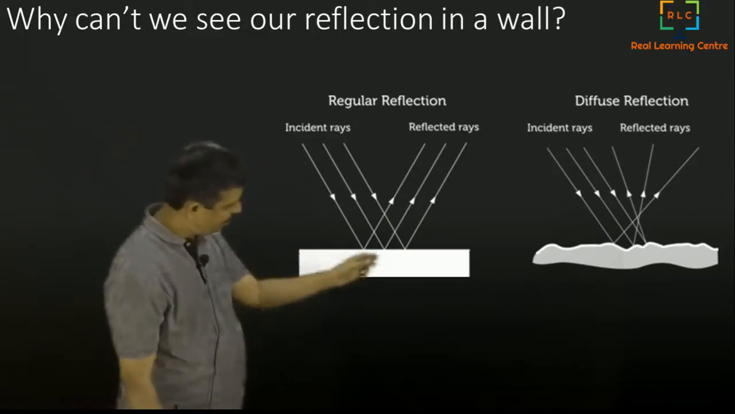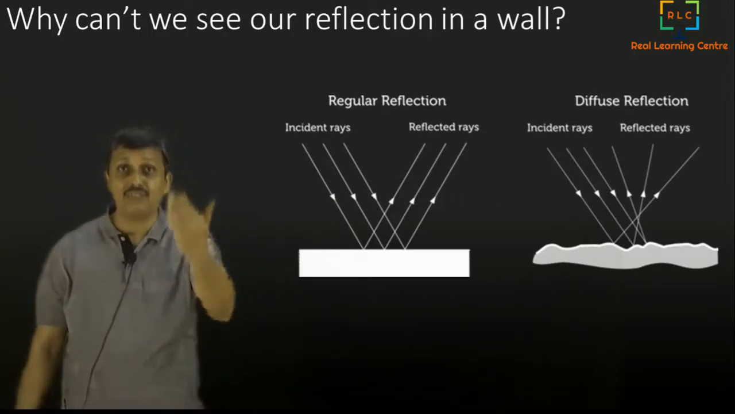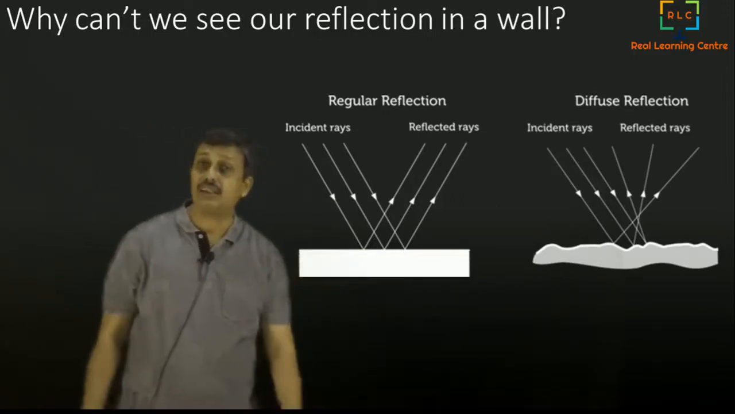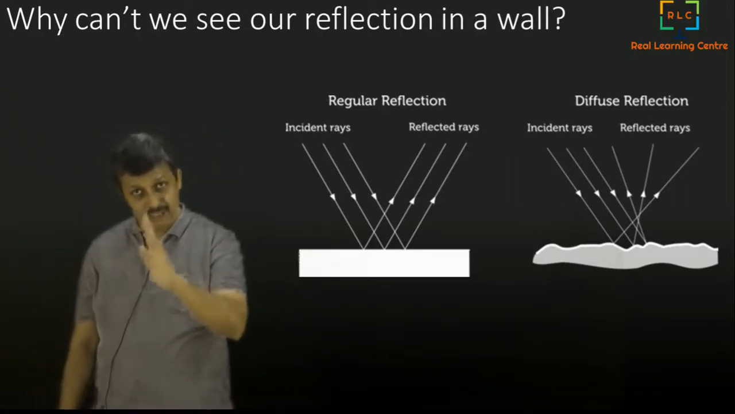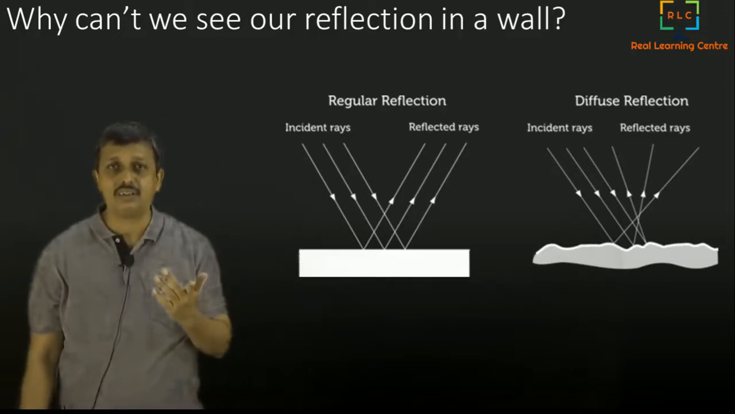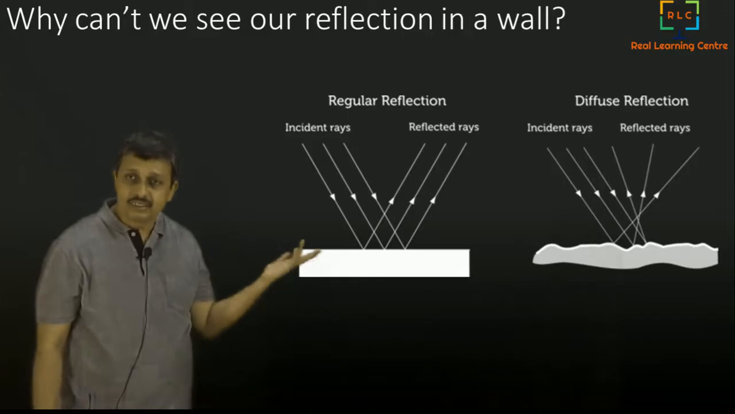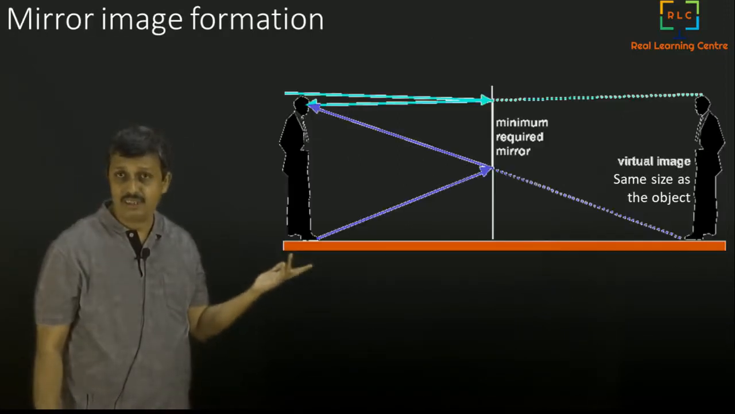In the mirror, the parallel rays neatly come to our eyes, and hence we see the reflection. In the wall, we will not. If we polish the wall very well, so that it is so smooth, you will be able to see your reflection even in the wall. Okay, so that is why we don't see our reflection in the wall.